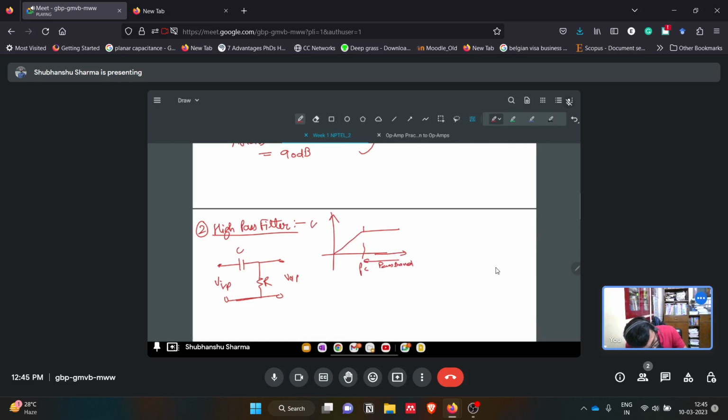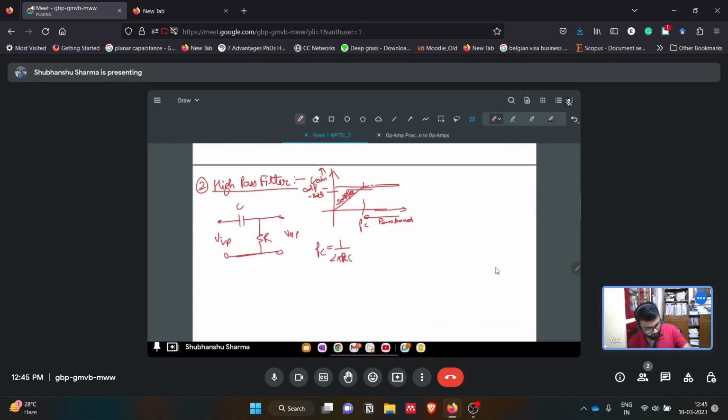This is gain. This is 0 dB. This is almost minus 3 dB. This is minus 20 dB per decade of slope. And again the cutoff frequency of this is given by 1 by 2 pi RC. But if we talk about the ideal behavior, it is something like this. This is the pass band here. This is gain.